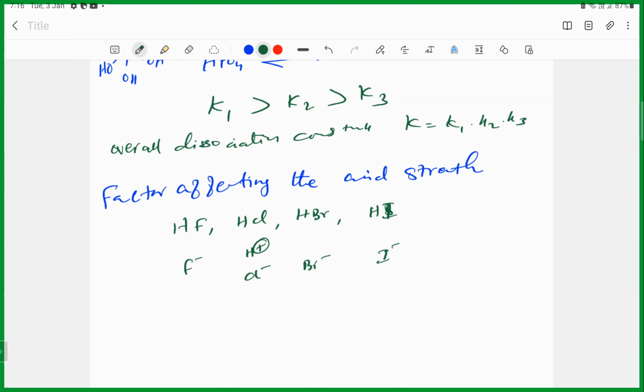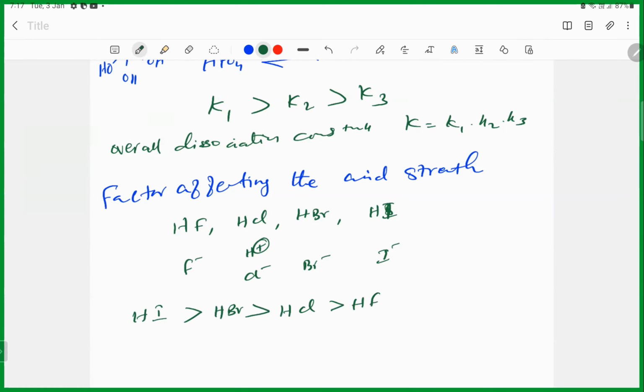HCl, sir. HCl is a strong acid. Yes, sir. Is it so? No. HI is the strongest acid, then HBr, which is stronger than HCl, which is stronger than HF.